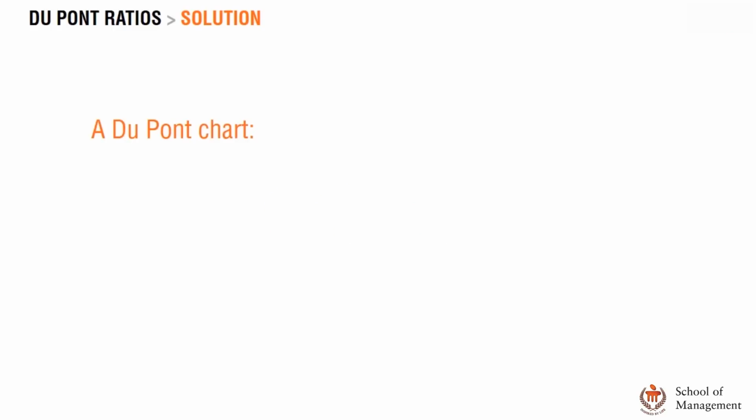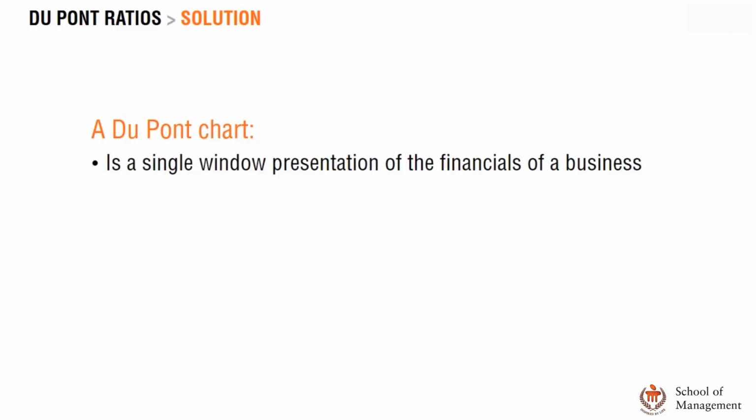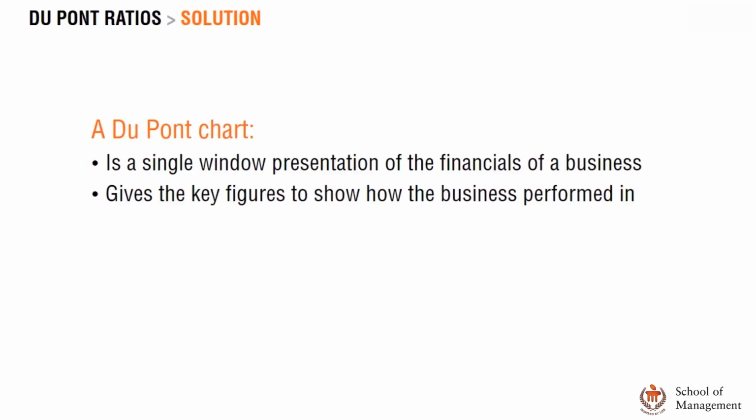The DuPont chart is a single window presentation of the financials of a business. What happens in the case of a company in its operations, in its profits and in its capital employed are depicted in the form of a few ratios which are linked together in the DuPont chart. It gives the key figures that show how the business has performed at two distinct levels, operations and finance.